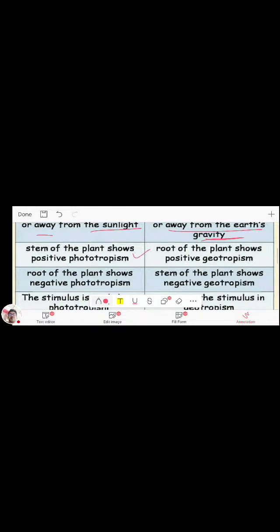Stem shows positive phototropism because the stem moves towards the light. Root shows positive geotropism because the root moves towards the earth. Here roots show negative phototropism, here stem shows negative geotropism.